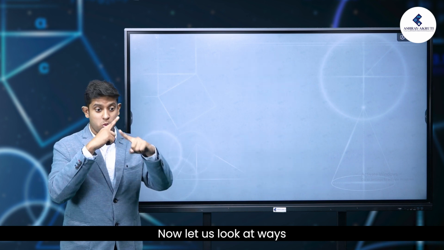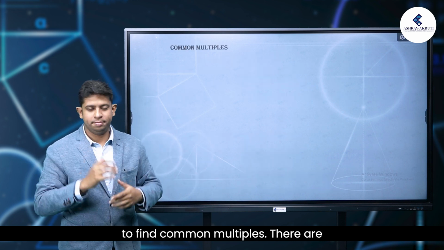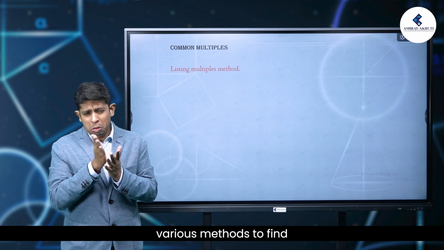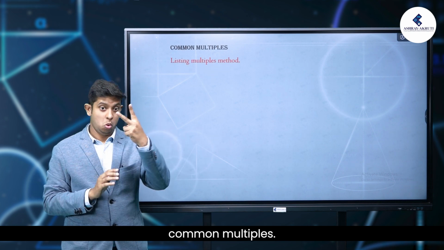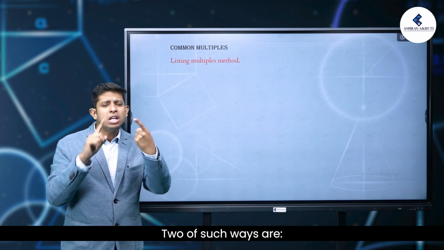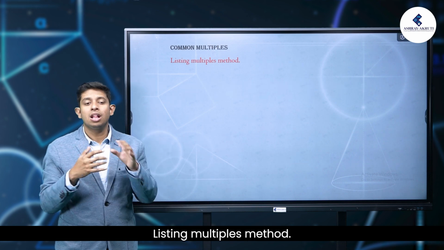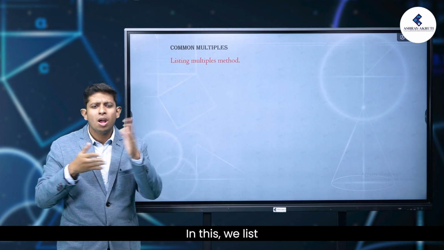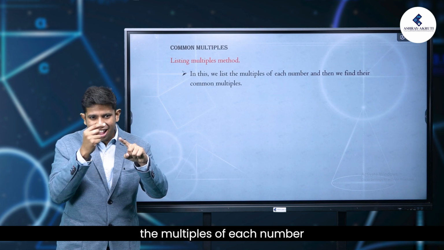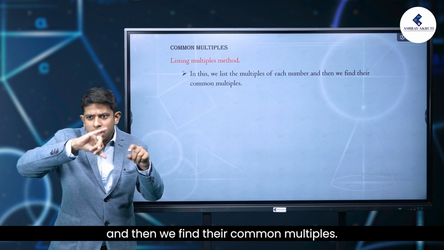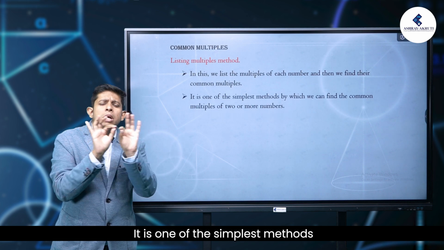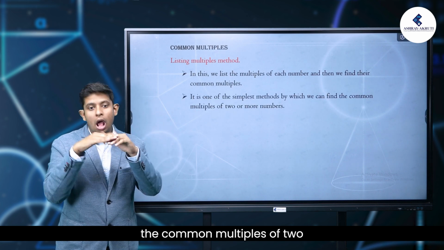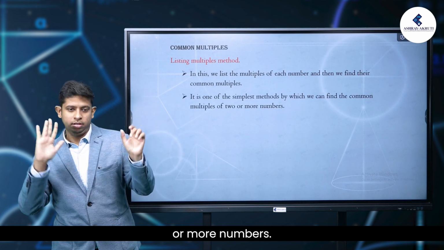Now let us look at ways to find common multiples. There are various methods to find common multiples. Two of such ways are the listing multiples method. In this, we list the multiples of each number and then we find their common multiples. It is one of the simplest methods by which we can find the common multiples of two or more numbers.